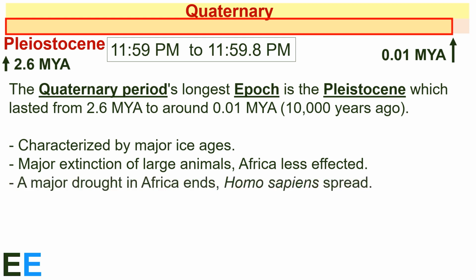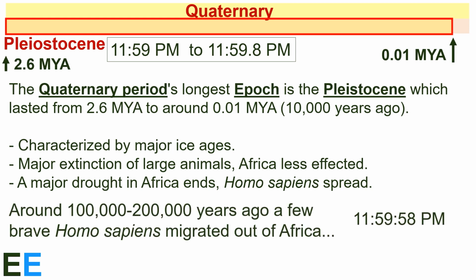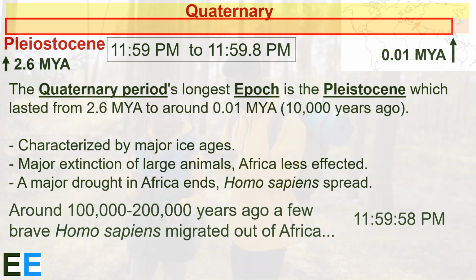Near the end of the Pleistocene, a major drought in Africa ends and a new species, Homo sapiens, arises. There had been other species of organisms that looked very much like modern humans all over the world for a few million years, but Homo sapiens was different. Around 100,000 to 200,000 years ago, at the very end of the Pleistocene, a few brave Homo sapiens migrated out of Africa. By our clock metaphor, this is the final 2 seconds of the day.